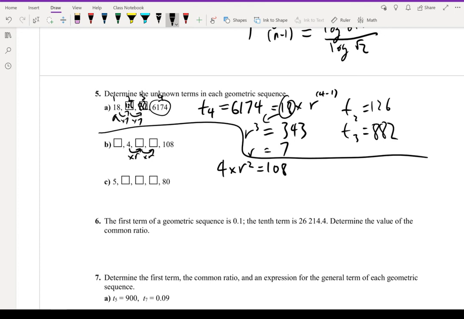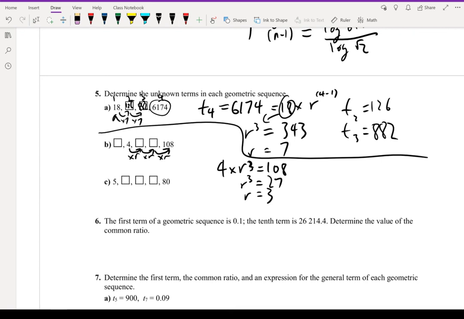Okay, so basically 4 times r squared is equal to 108. Does that make sense? Oh, no. It needs to do it one more time, okay? So times r times r times r, so that's r cubed is 108. So r cubed is equal to 108 divided by 4, which is 27. And so r is equal to 3, right? 3 times 3 times 3 is 27, okay? So we found out what r is.